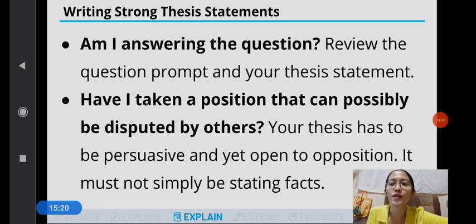You have to review the question prompt and your thesis statement. Have I taken a position that can possibly be disputed by others? Your thesis has to be persuasive and yet open to opposition. It must not simply be stating facts. This is what I mean when I say your issue or your statement should be open to an argument.